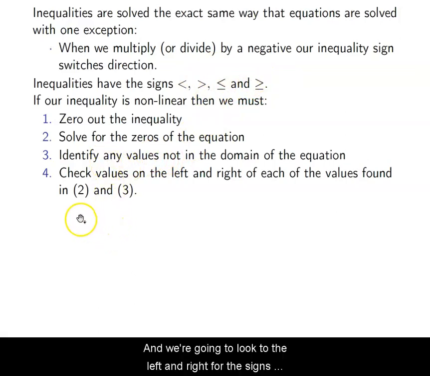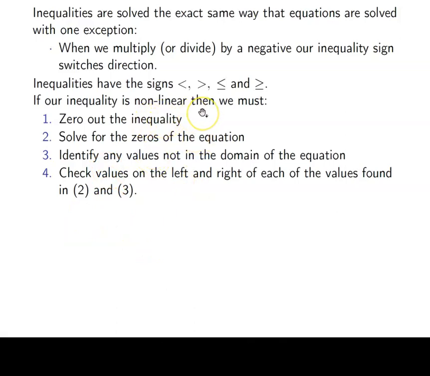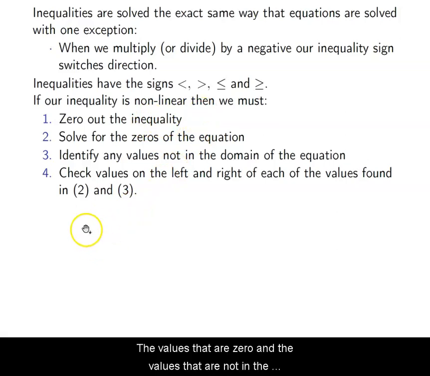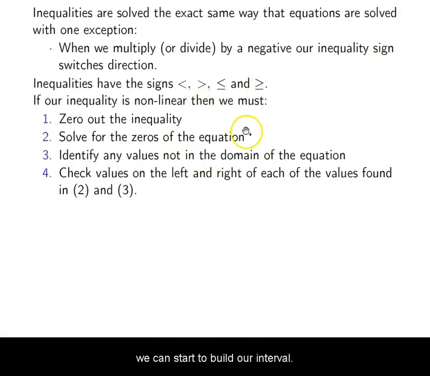And we're going to look to the left and right for the signs, right? So again, we're checking our expression against 0, right? So the values that are 0 and the values that are not in the domain are the values that we need as checkpoints, right? So in between these values is positive or negative, and then we can start to build our interval for the solution based on those values.